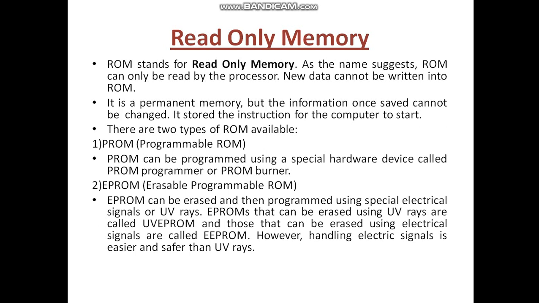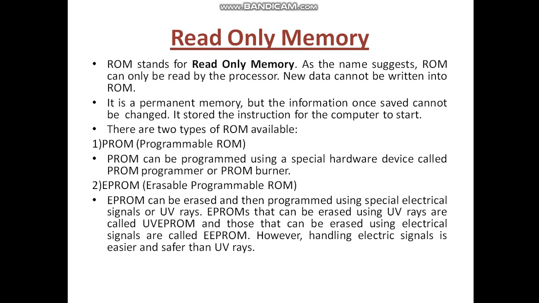For example, can you change the process of shutting down your computer? No, you cannot change the process of shutting down or starting your computer, because these instructions are saved in ROM, meaning read-only memory. All the instructions for booting the computer are stored in the ROM, and they cannot be changed after they are saved. It is a permanent memory, and the information once saved cannot be changed. It stores the instructions for the computer to start.